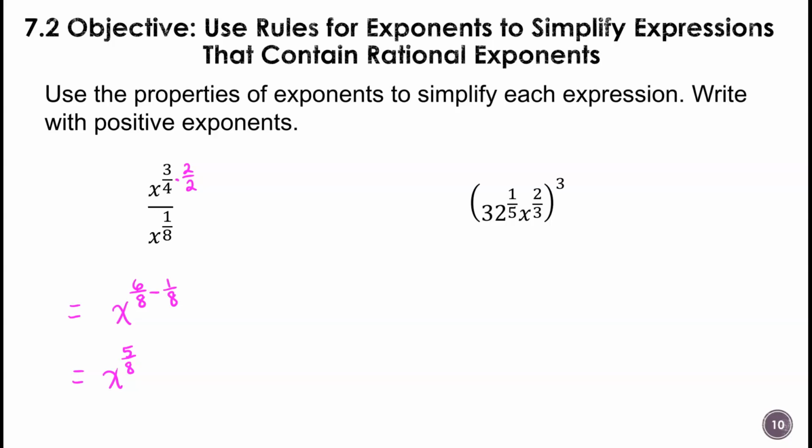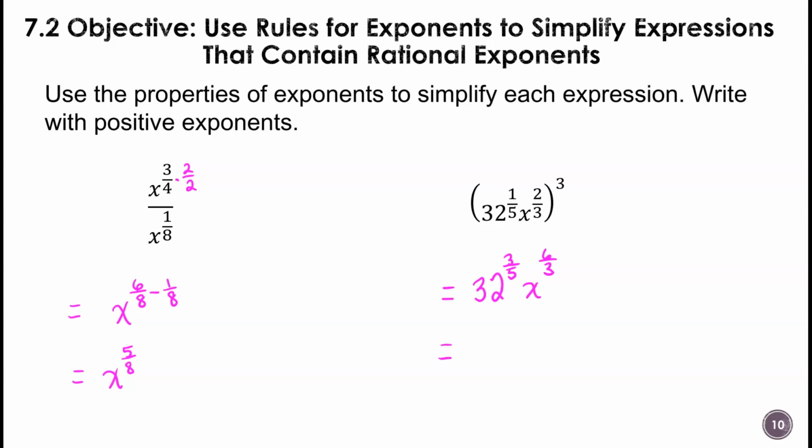Okay, so for the next one, we are going to multiply the exponents by 3 because we're taking a product to a power. And so that's going to be 32 to the 3/5, right? 1/5. Excuse me, 1/5 times 3. And then on the x, that's going to be x to the 6/3, which ends up being x squared, right?